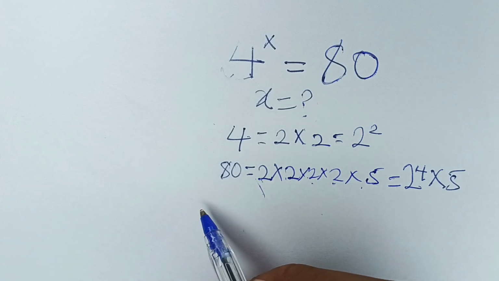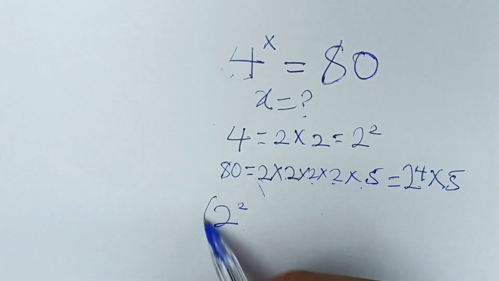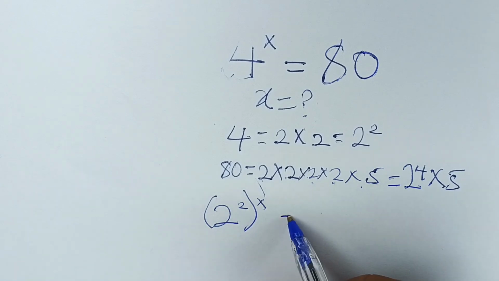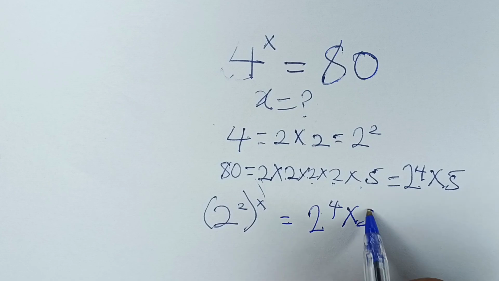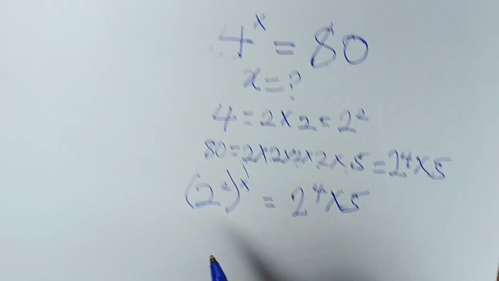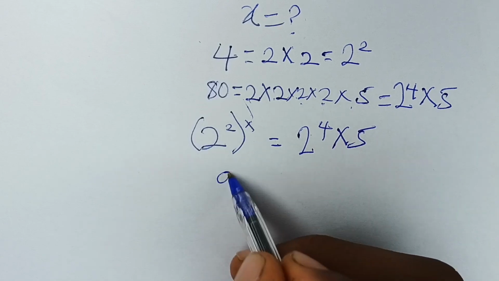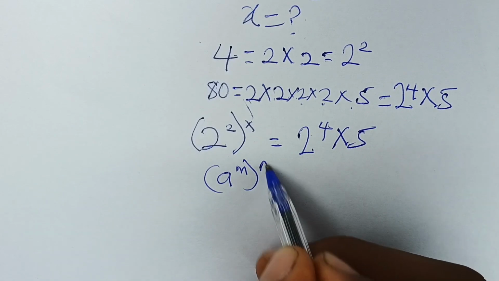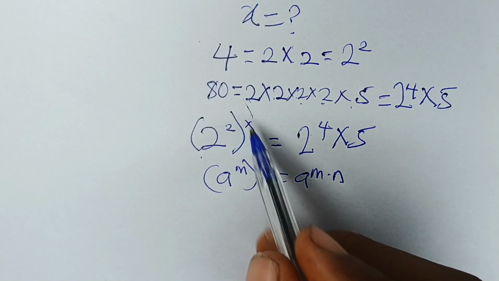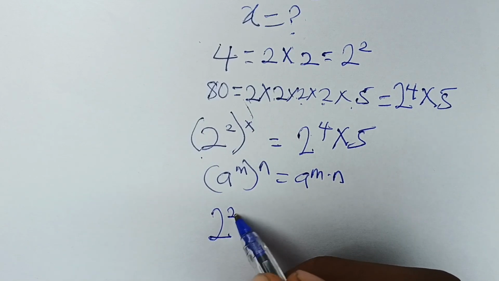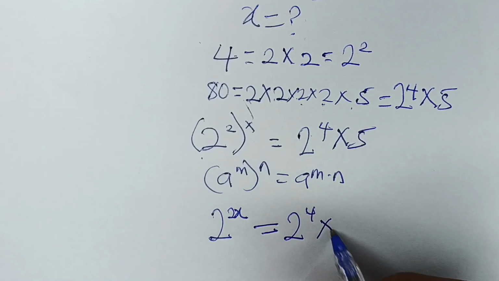Okay. Now moving on, we can replace 4 to be 2 squared. Or raised to the power of x to be equal to 80 to be 2 to the power 4 times 5. Alright. Now moving on from here, we can say when you have a raised to the power m, or raised to the power of n, it is equal to a raised to the power m times n. Hence 2 to the power 2 or raised to the power x will be equal to 2 to the power 2 times x, which is 2x. And this is equal to 2 raised to the power 4 times 5.